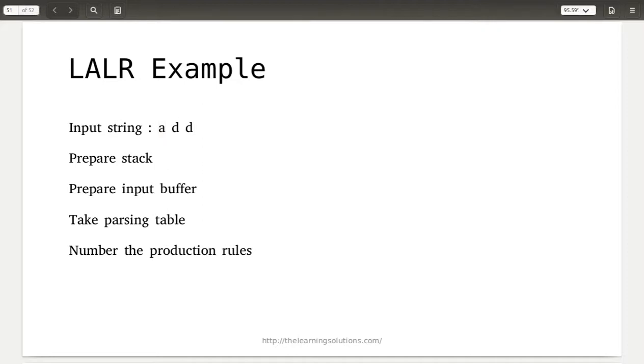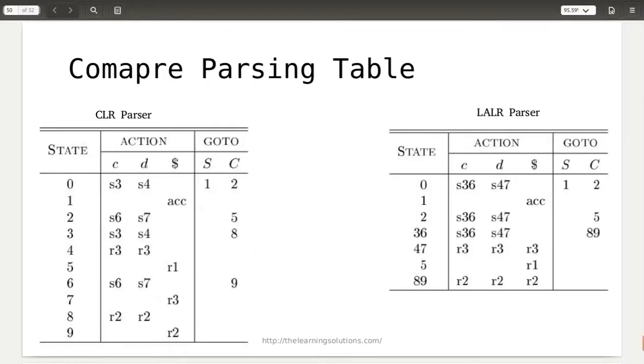So before going to the example, just look at the parsing table one more time. What we have done, we have combined the states together. It is 3 and 6 are producing the same type of production, only difference in the look ahead. So both are combined. 4 and 7 are combined, and 8 and 9 are combined. So here the state number is reduced. So 36, 47 and 89 it is there.